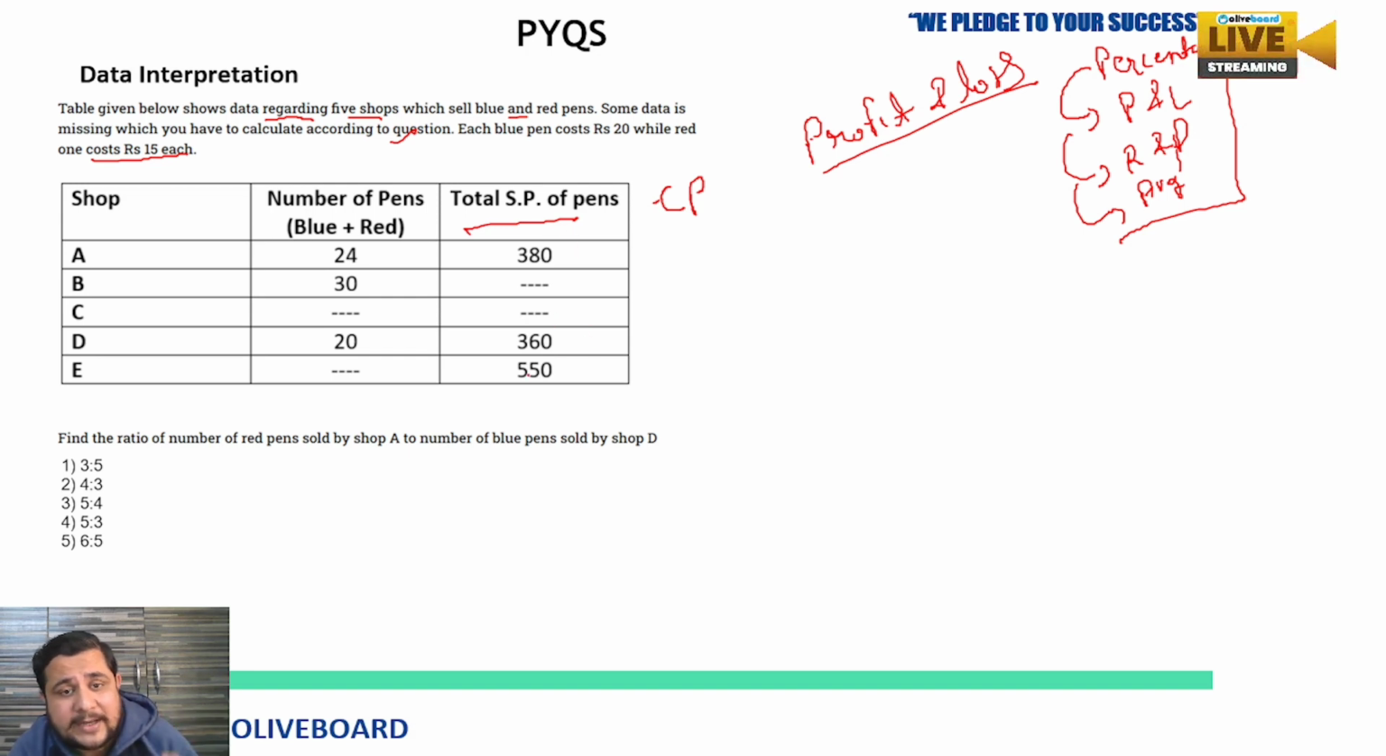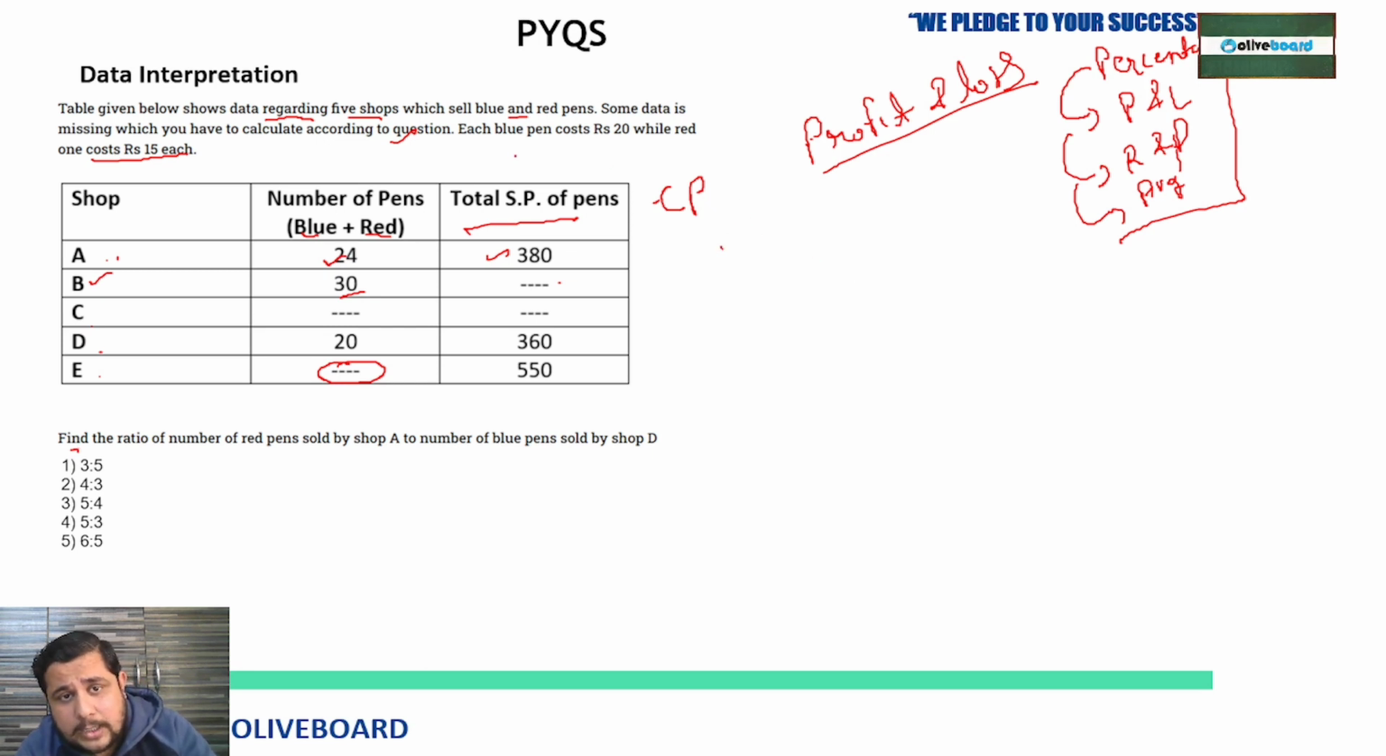Let's get back to our question. The shops are A, B, C, D, E, these are the 5 shops. The number of pens, blue and red, their sum is given. For A, we have the total number of pens and their selling price. For B, the total number of pens is given but the selling price is missing. For C, both data are missing. For D, both data are given. And for E, the number of pens is missing.